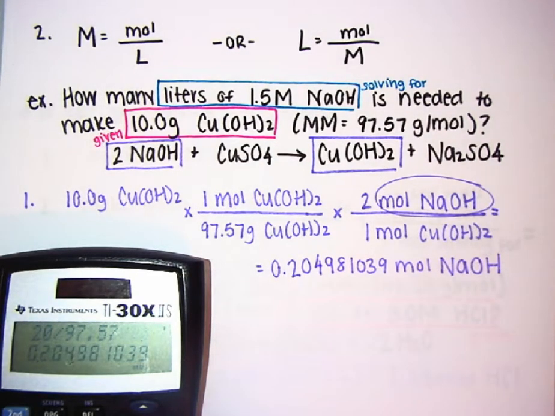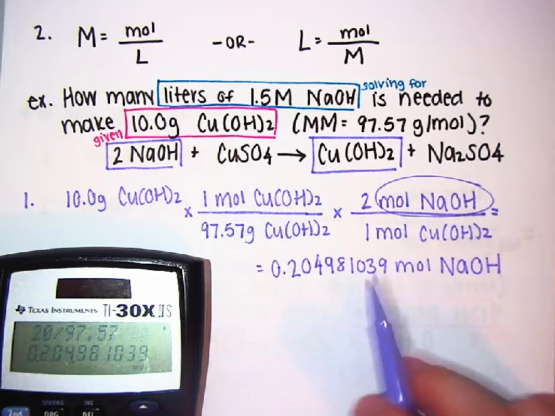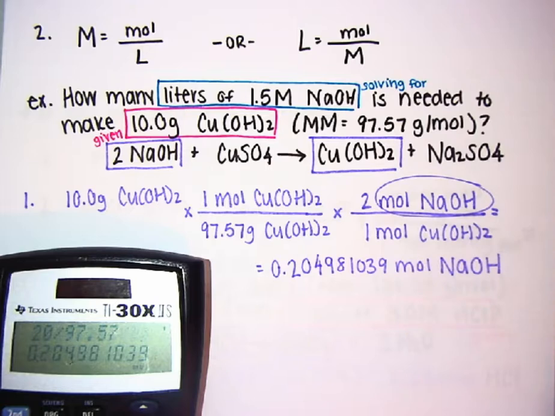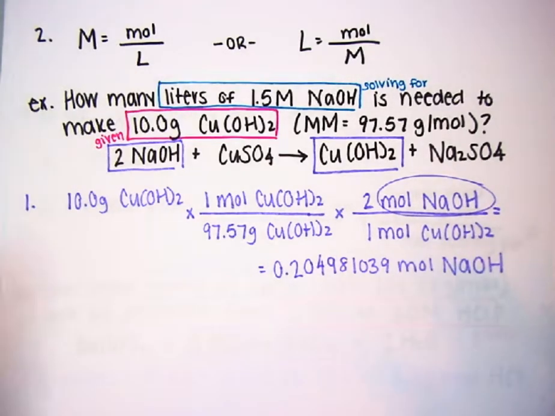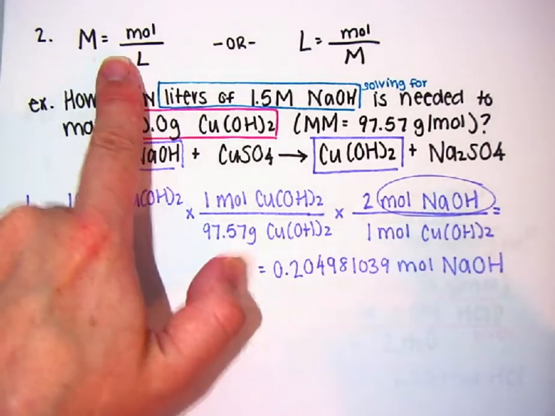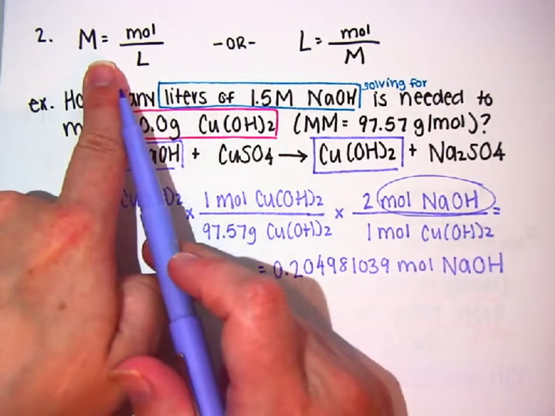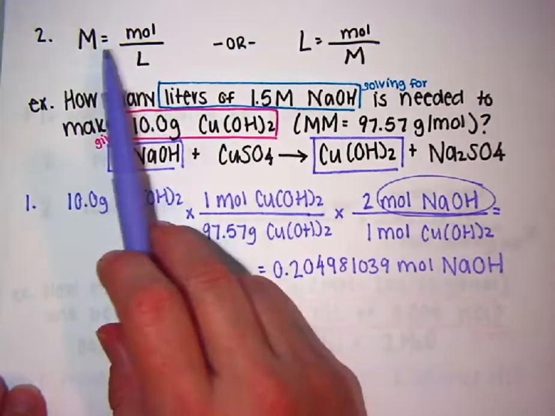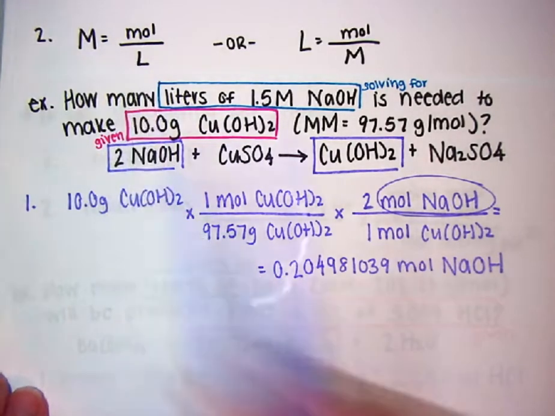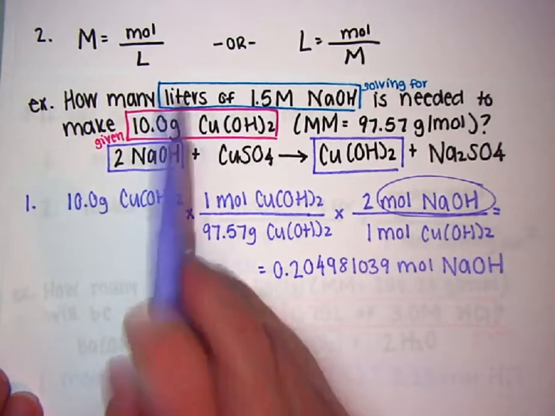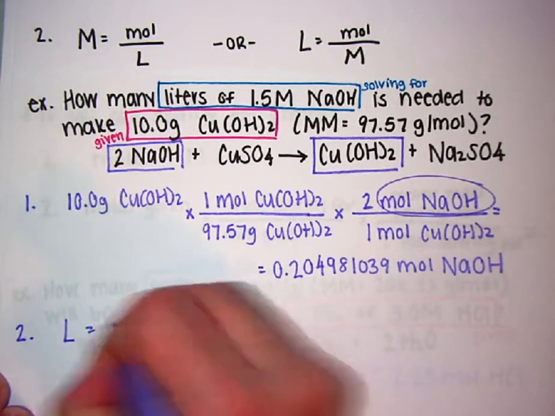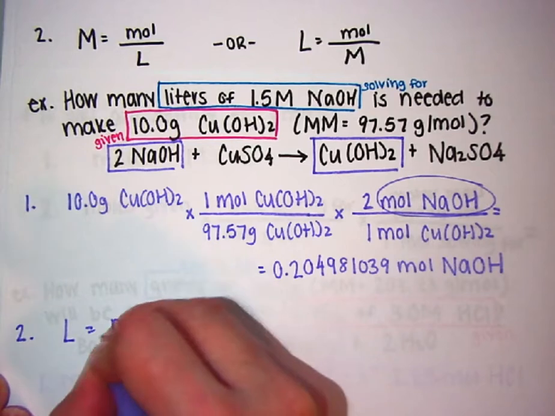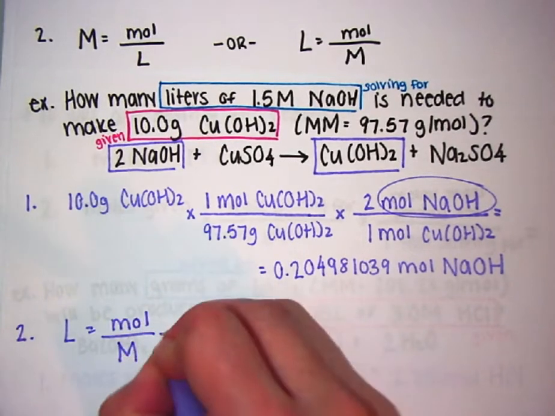Again, best practice is not to round this answer. We only want to round our answer once, and that's going to be when we get to our final answer. So now we're going to go to step 2. If I'm solving for molarity, I'm going to use this equation, molarity is equal to moles divided by liters. In this problem, I'm solving for liters. So I'm going to use my liters equation. Liters is equal to moles divided by molarity.